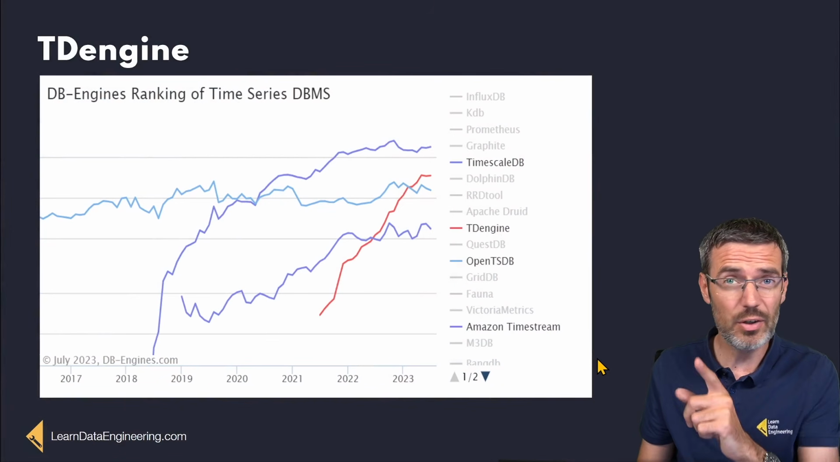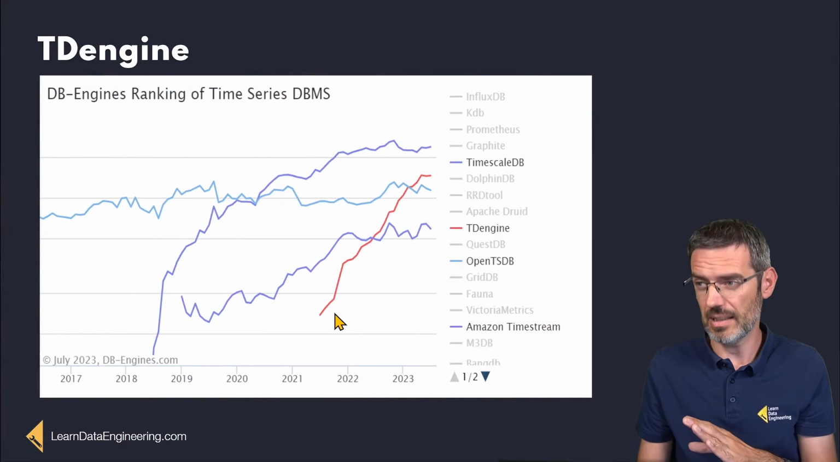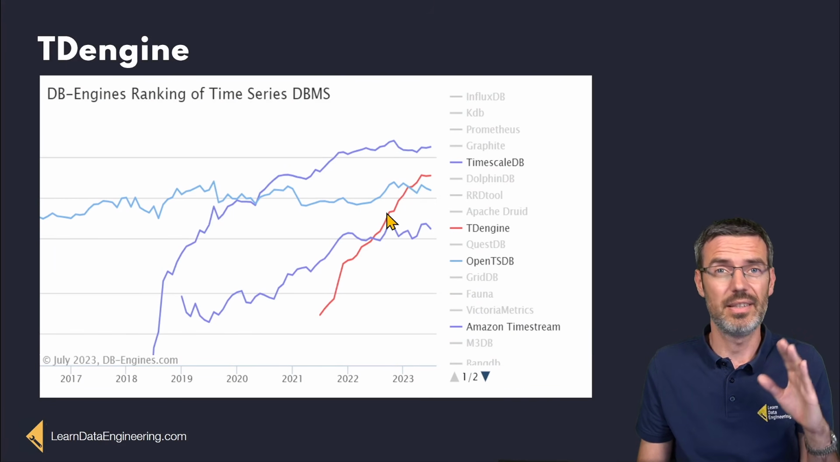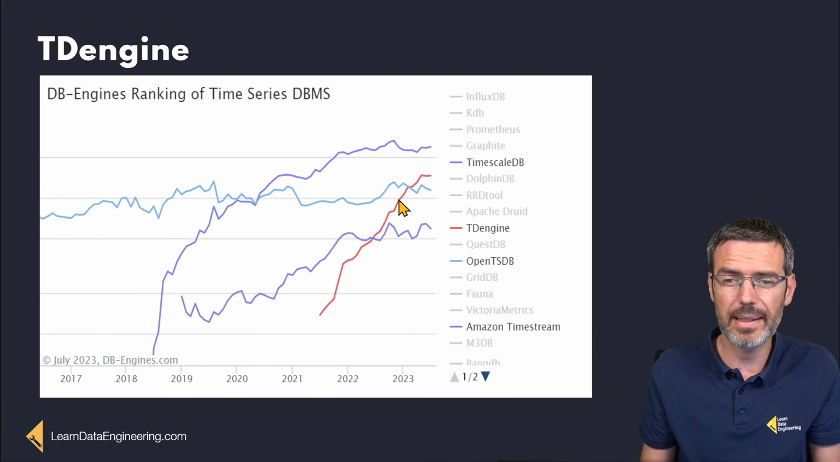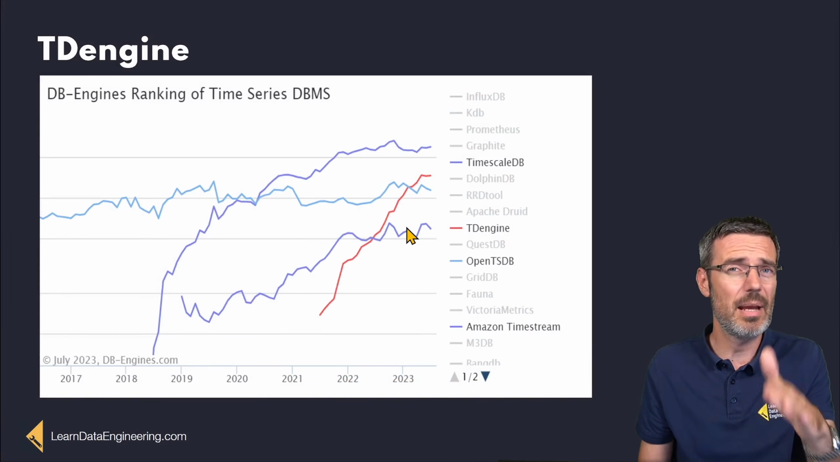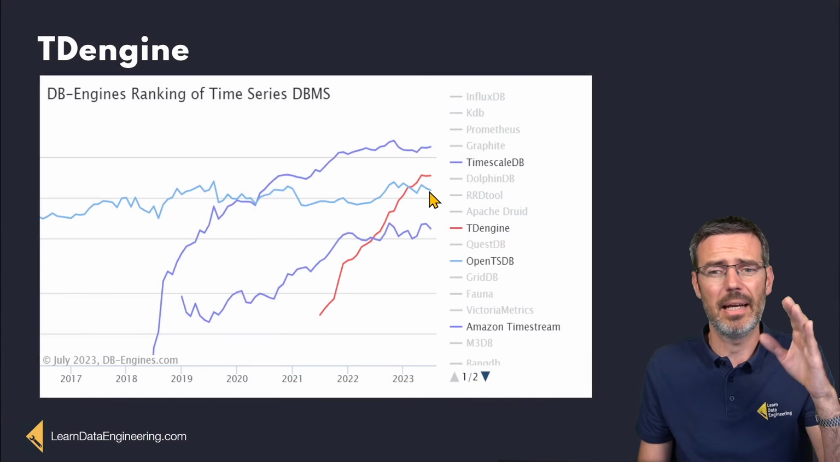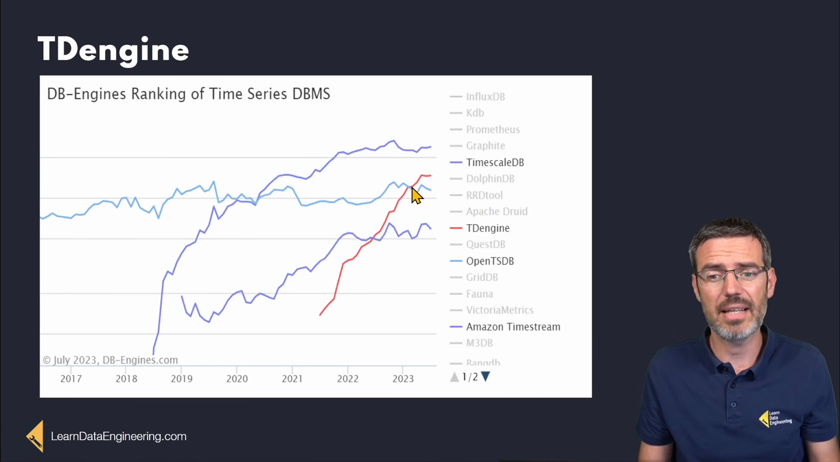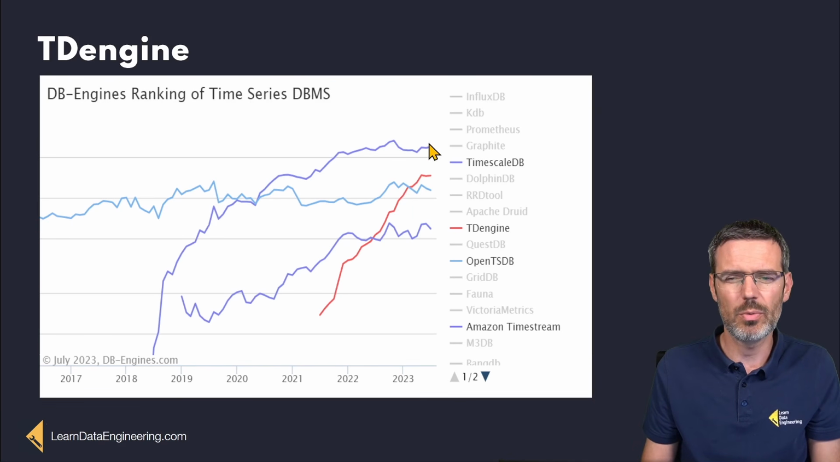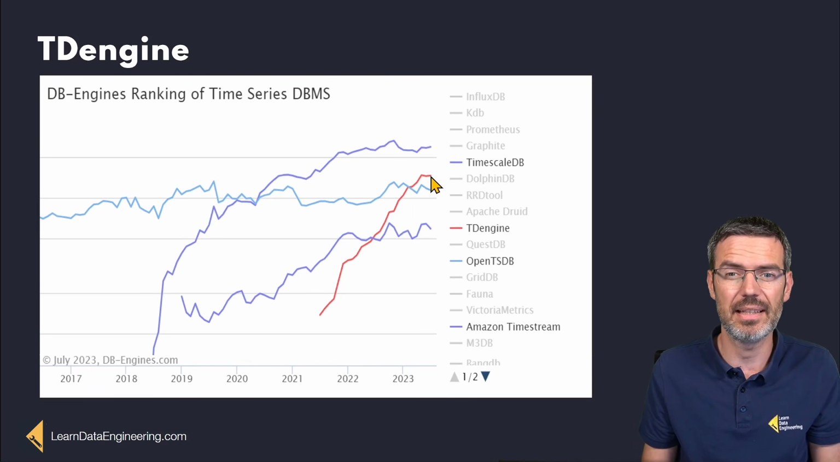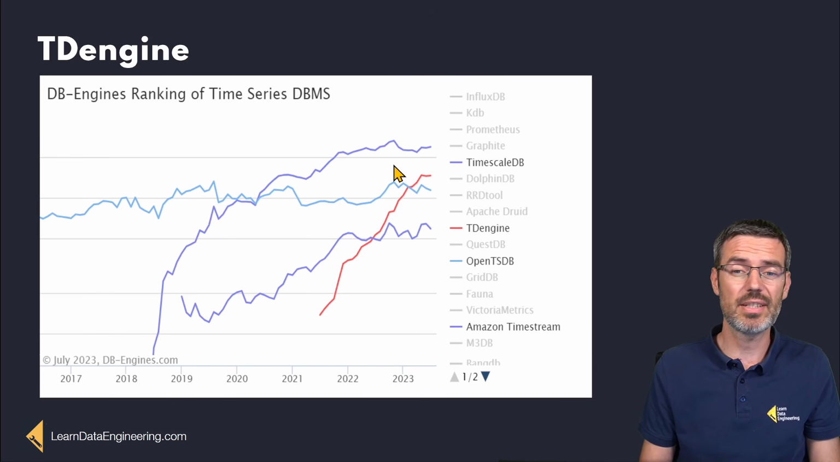Now let's quickly talk about TDengine adoption. It's very interesting. They are just coming up. The red line here is TDengine. The adoption is rising very quickly. They already left Amazon TimeStream below there. They also surpassed OpenTSDB, which is a big one. And they're going to attack sooner or later TimescaleDB. TDengine, very interesting solution, very on the rise right now.